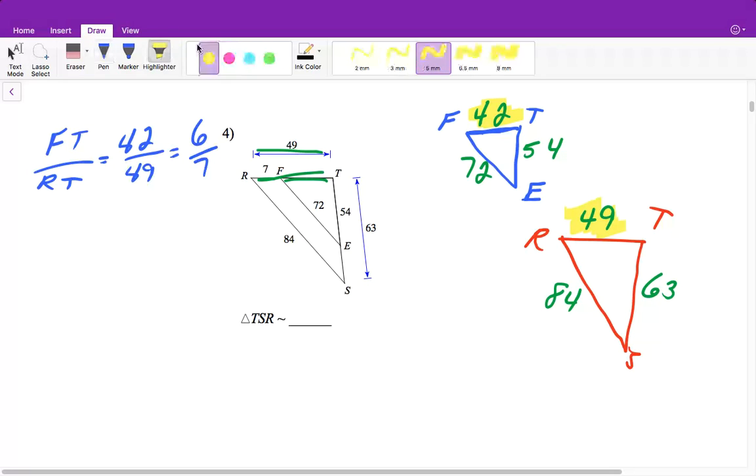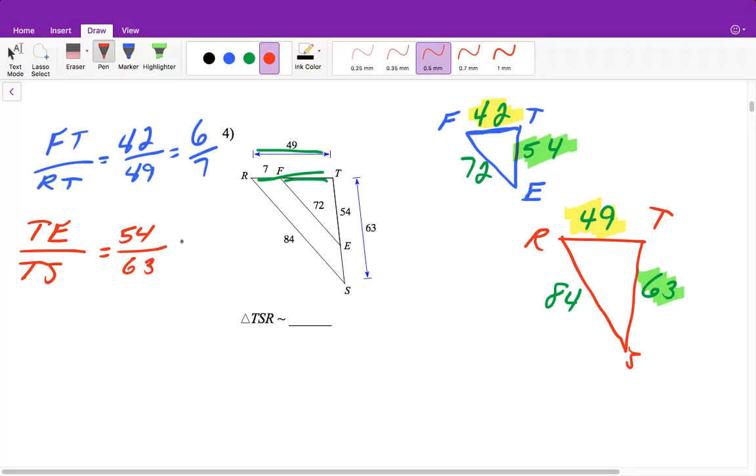6 over 7. All right, so then when I look at the next one, 54, that is the second largest, so that needs to correspond to the second largest if they're going to be similar. So that means TE will have to correspond to TS. And then TE over TS is 54 over 63. Well, 9 goes into both, so it reduces to 6 over 7.